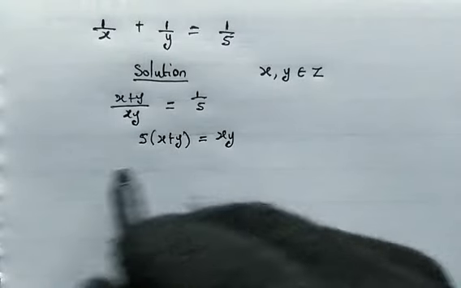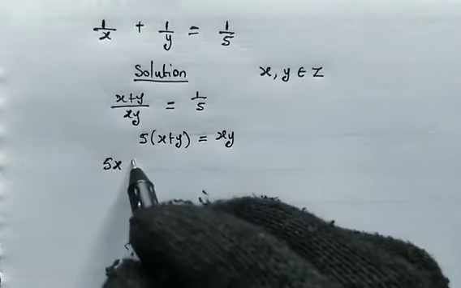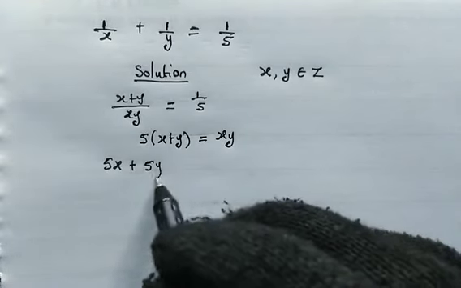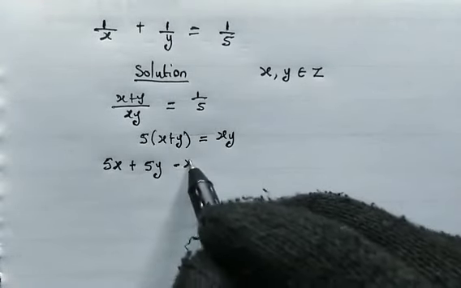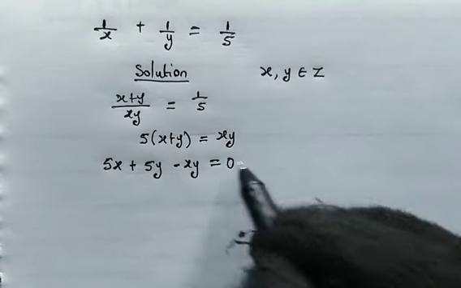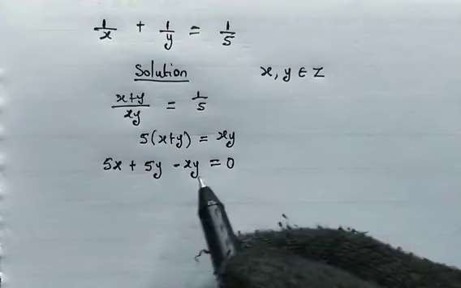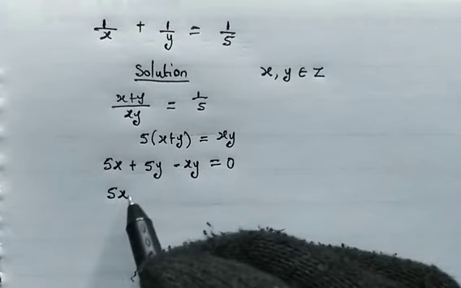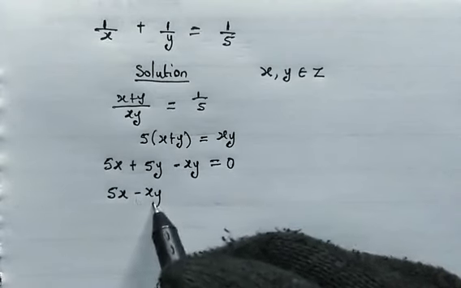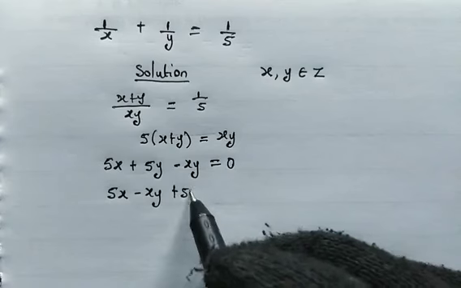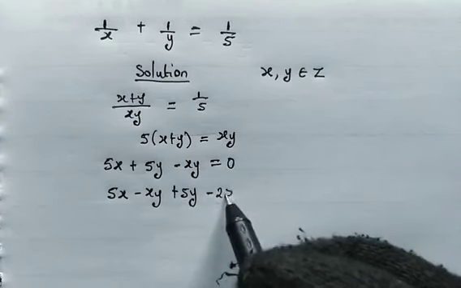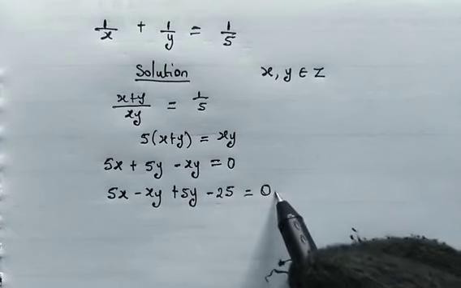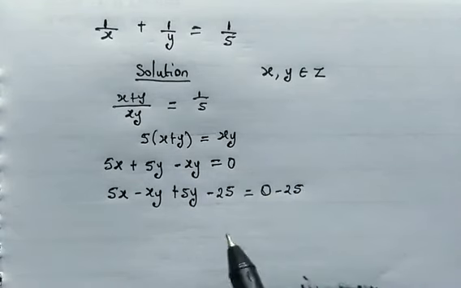So from here, let's open this bracket. So we get 5x plus 5y. Subtract this xy, and that will be equal to 0. So from here, let's subtract 25 from both sides. So here we have 5x, put this minus xy here, then plus 5y. Then we subtract 25. And from the right, we also subtract 25.